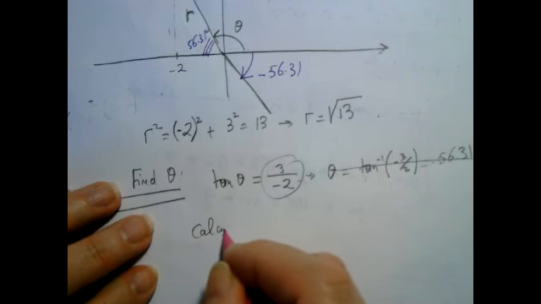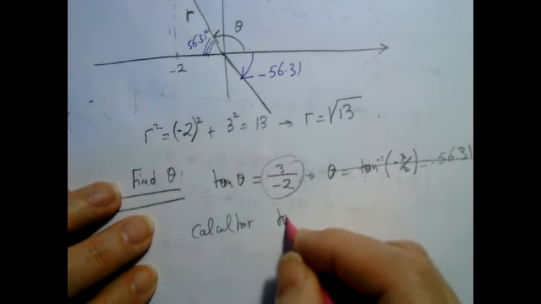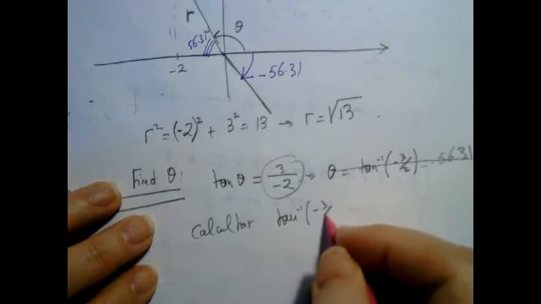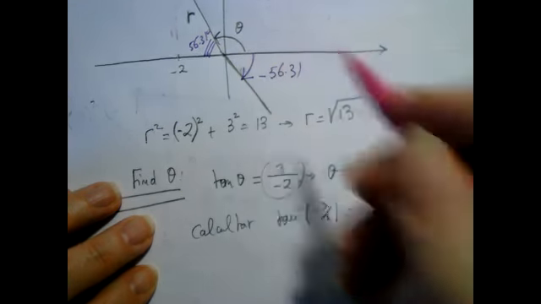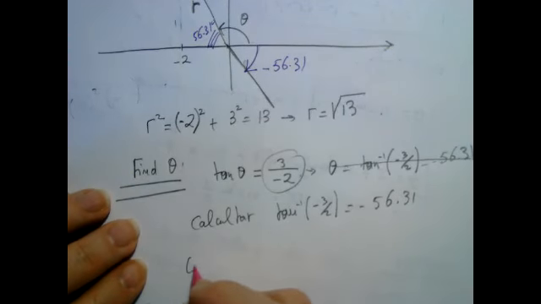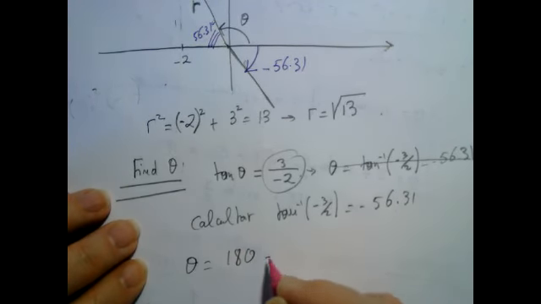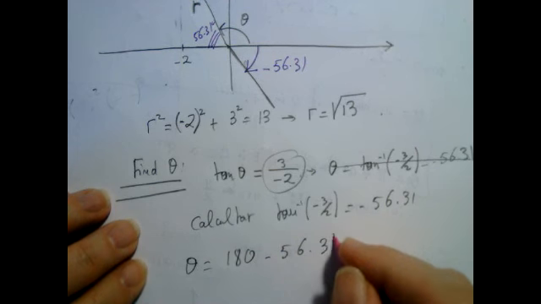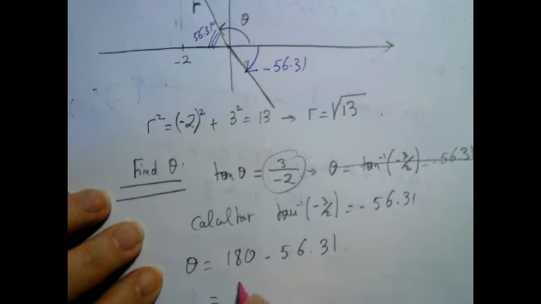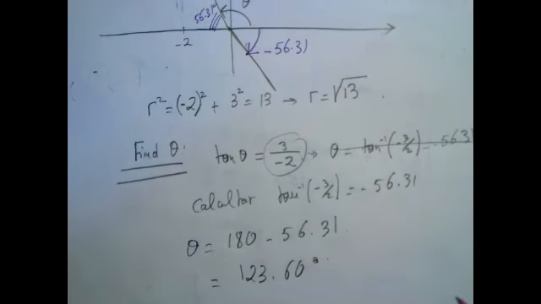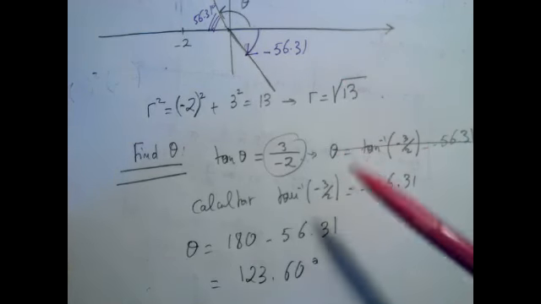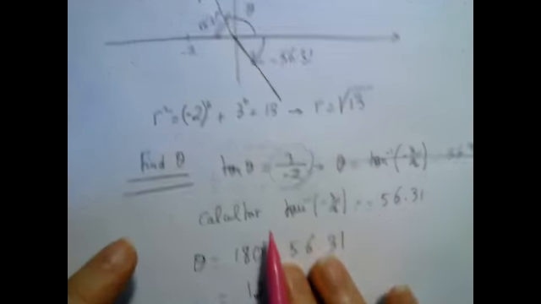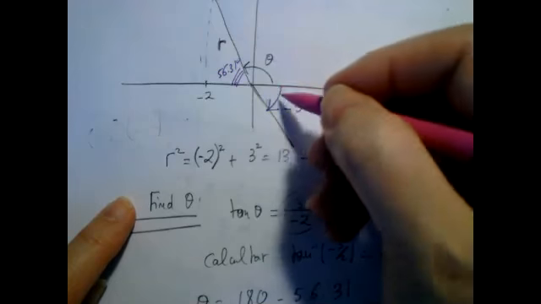So the calculator gives me tangent inverse of -3/2 is -56.31. That's the one the calculator is giving me. So for my theta, I have to add the 180. That's why I gave you the rule at the beginning. And this will give me 123.69. So it's crucial for those problems that you draw the picture. You know where your theta is. The calculator will not give you that angle.